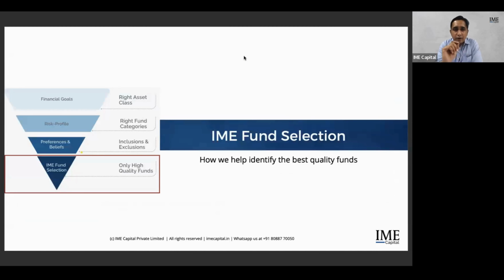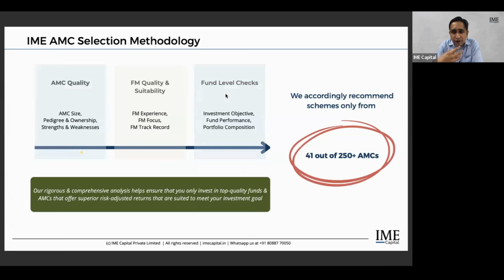Now, the last element around getting down from this complexity of 2,500 funds towards the 10 or 15 funds that meet your specific requirements is: how do you identify, if there are 20 flexi cap funds, the flexi cap fund which you should invest in? And this is really where our fund selection methodology comes into play. At IME, we have our own proprietary rating methodology, which we use to analyze both asset management companies, or the firms that manage these funds, as well as the specific funds that they provide.